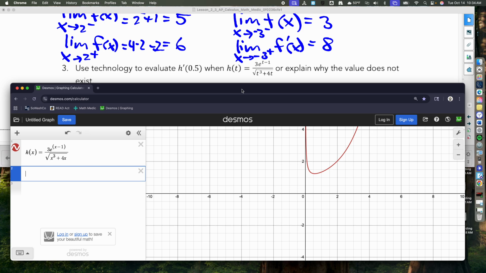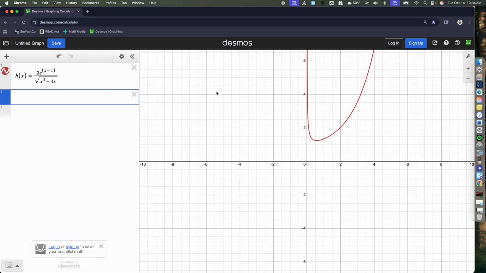Okay. All I was hoping you could do was tell me, how do I find h prime of 0.5 on Desmos? And there's different ways we can do it.